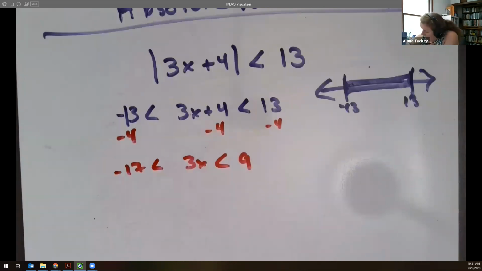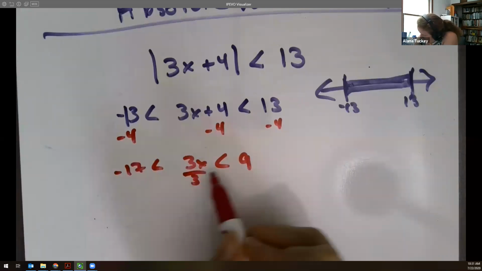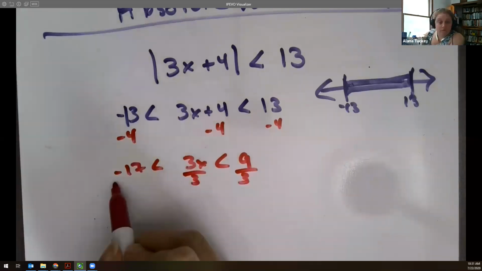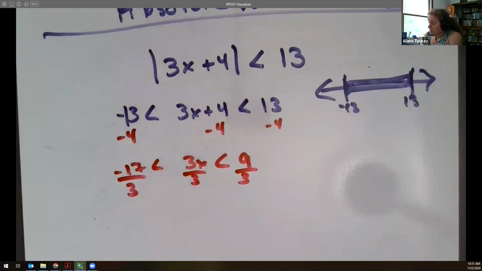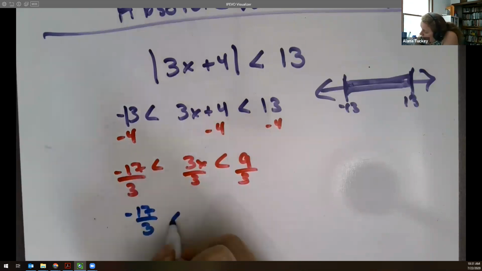And then you divide by 3 to all 3 parts. Just like we subtracted 4 from all 3 parts, you'll divide by 3 from all 3 parts. So then you'll get negative 17 thirds is less than x, which is less than 3.